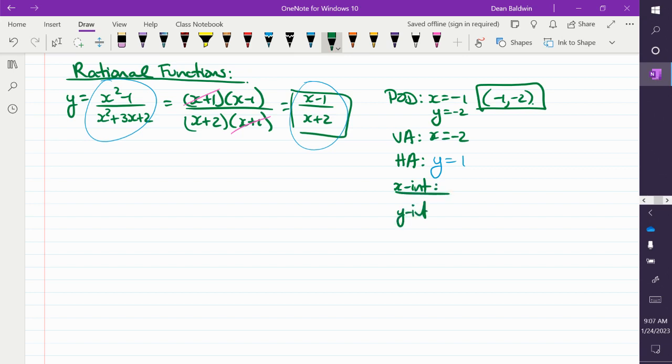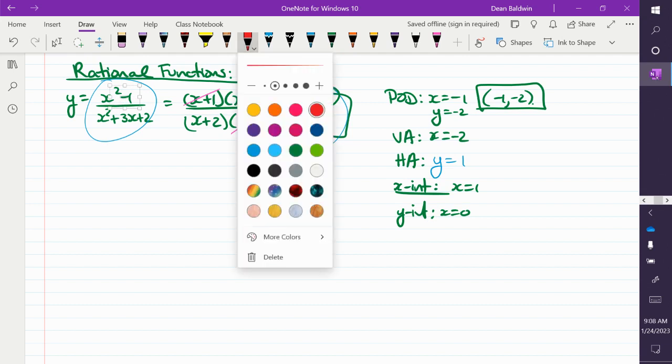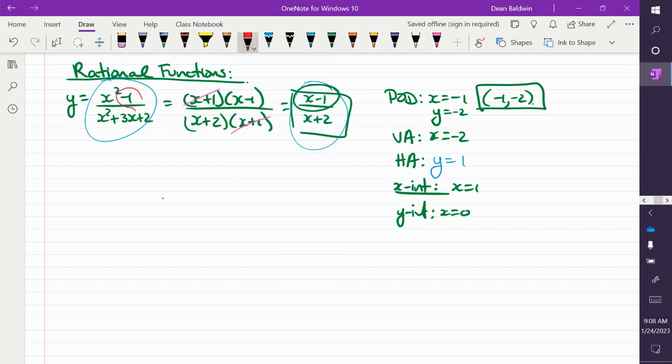We should do x-intercepts and y-intercepts. X-intercepts, what's the only thing you need to look at? Numerator after you factored it, right? So what's the x-intercept? X equals 1, whatever makes this 0. So x is equal to 1. Y-intercept is when x is 0. Again, you can either look at the original or you can look at the factored form, but really all you're looking at is the constant terms there. So -1/2, or if you looked at this one, -1/2.